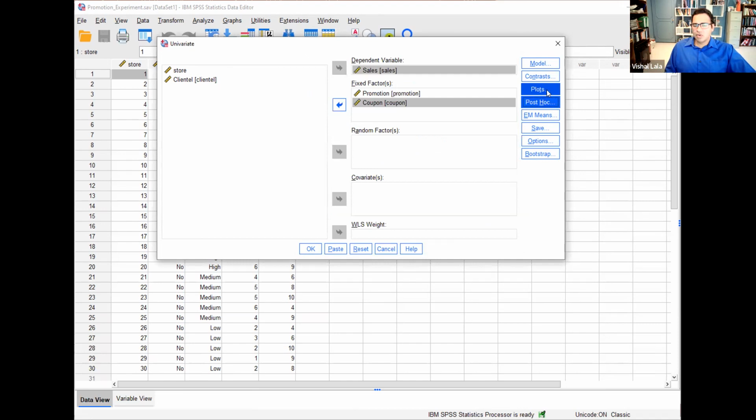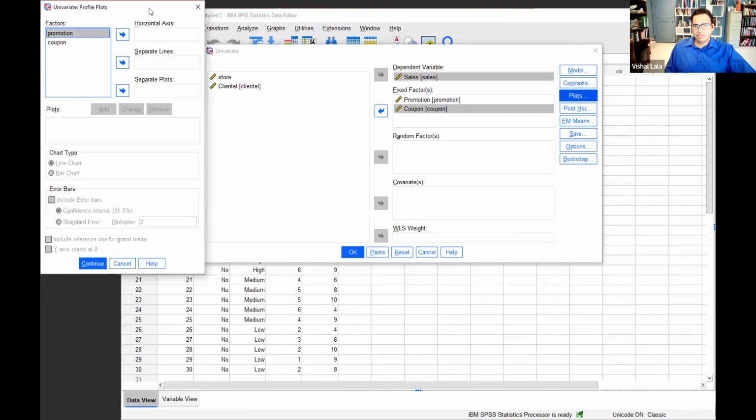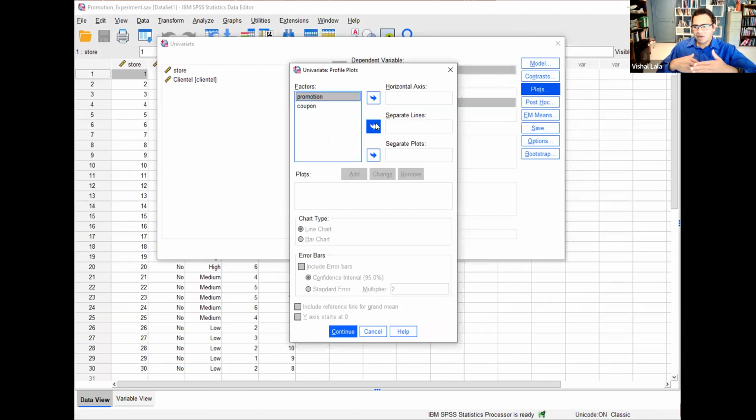Lastly, here's something new. We'll build a plot. Our plot will graphically represent the interaction effect, and I think that's a handy way to understand what kind of effect we have. So I'll move promotion over to the horizontal axis, coupon over to separate lines. In theory, it doesn't matter what goes on the horizontal axis and what goes on separate lines. But I just feel the visual is a lot more pleasing if the factor with more levels goes on the horizontal axis, and the one with fewer levels goes on separate lines. Coupon has 2 levels, hence separate lines.